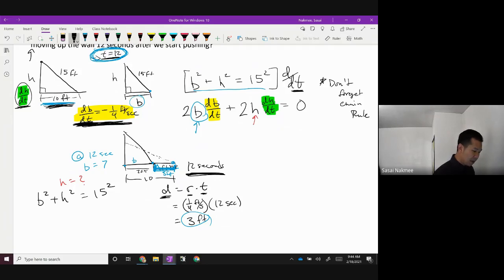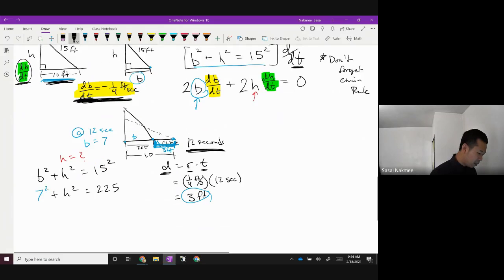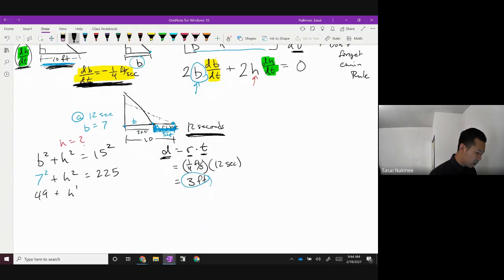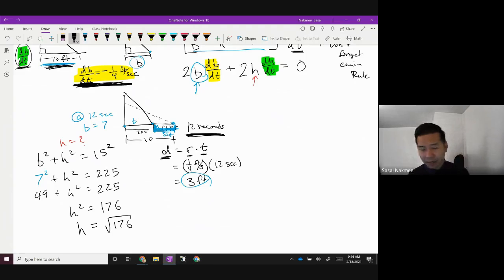B in this case is going to be 7 squared plus H squared is equal to, what's 15 squared, guys? 15 squared is 225. Thank you, Monica. I appreciate that. 225. You were right. And 7 squared is going to give me 49. So 49 plus H squared is equal to 225. H squared is going to be equal to 176. And I take the square root of both sides. H is going to be equal to the square root of 176. And I don't think that simplifies. I'm going to leave it like that.